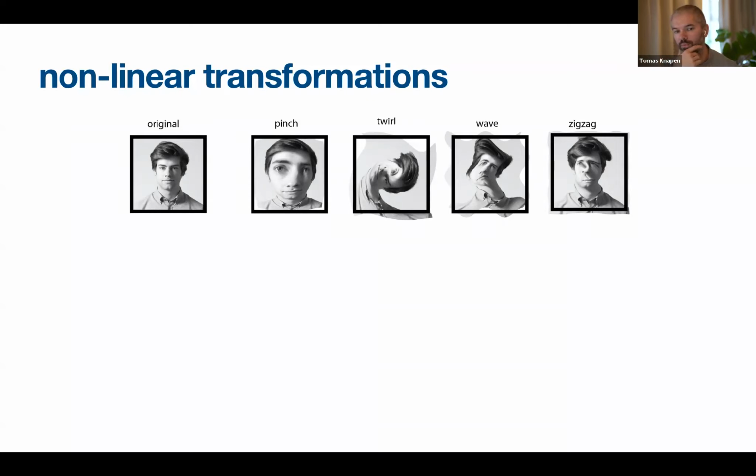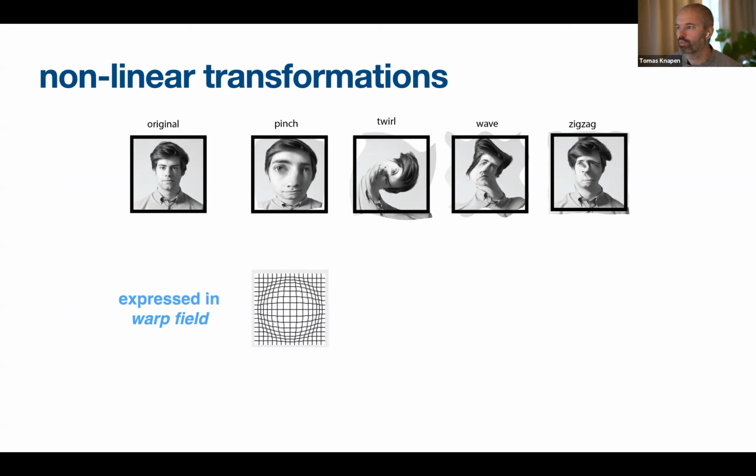And here are some examples of what you could do. You could pinch or twirl or wave or zigzag. These are just Photoshop filters, of course. And you would express these not as a matrix, but as a warp field. So, for example, the pinch would be a warp field like this. It tells you for every point in the original where it should end up in the deformed image. So it's similar to a linear transformation, but it's more complex, and therefore you need this entire field to describe its properties.